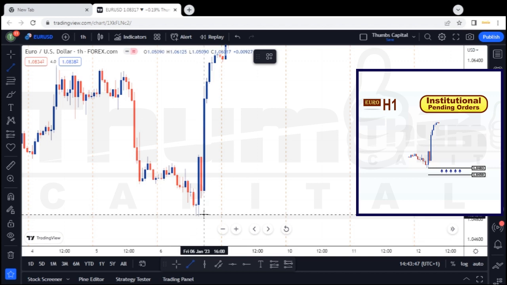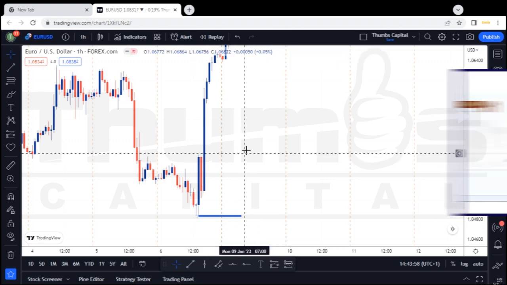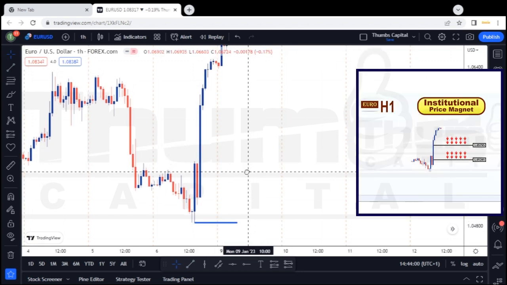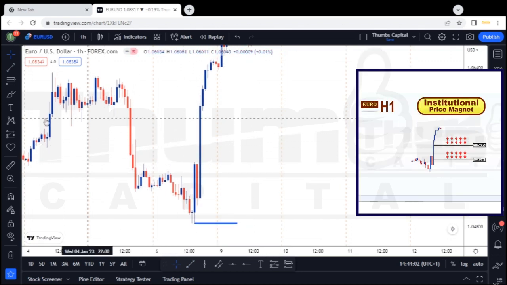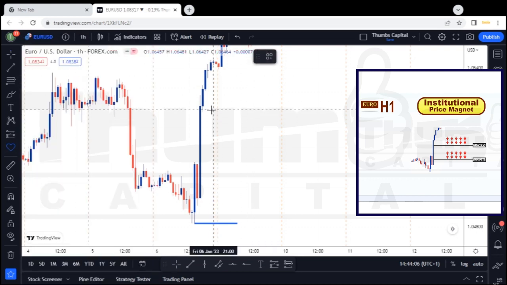Now let's mark the pending order level. Like I said earlier, I mark pending orders with a thick line, and that is it for pending order. Also on that day, we add two price magnet levels, 1.05795 and 1.05285. Let's go ahead and mark those levels. We will be marking that with forward-facing arrows.